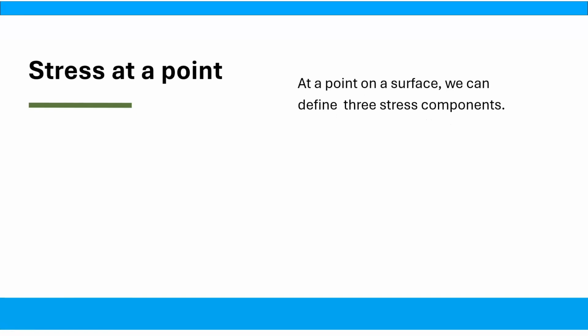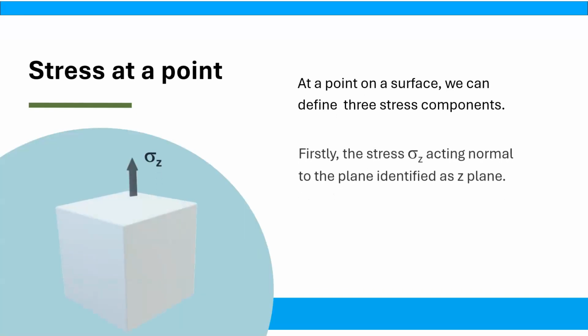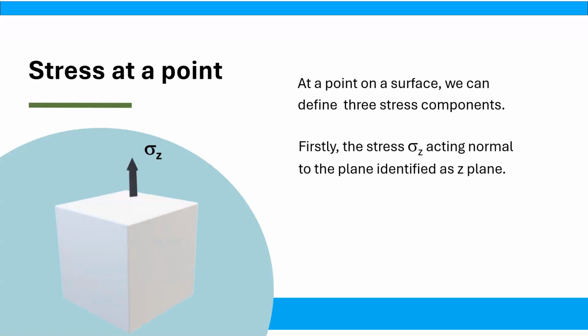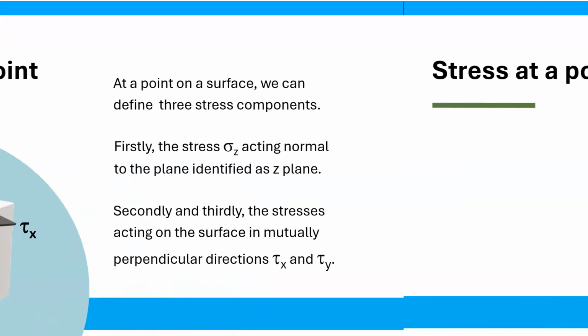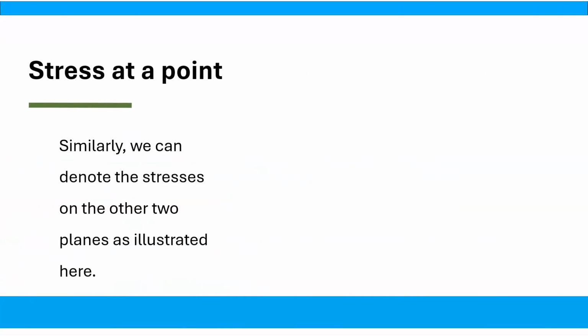At a point on a surface, we can define three stress components. Firstly, the stress sigma_x, acting normal to the plane. This plane is identified as the x plane. Secondly and thirdly, the stresses τ_xy and τ_xz acting on the surface in mutually perpendicular directions y and z. As these stresses are acting on the surface, they are called shear stresses. Similarly, we can denote the stresses on the other two planes as illustrated here.